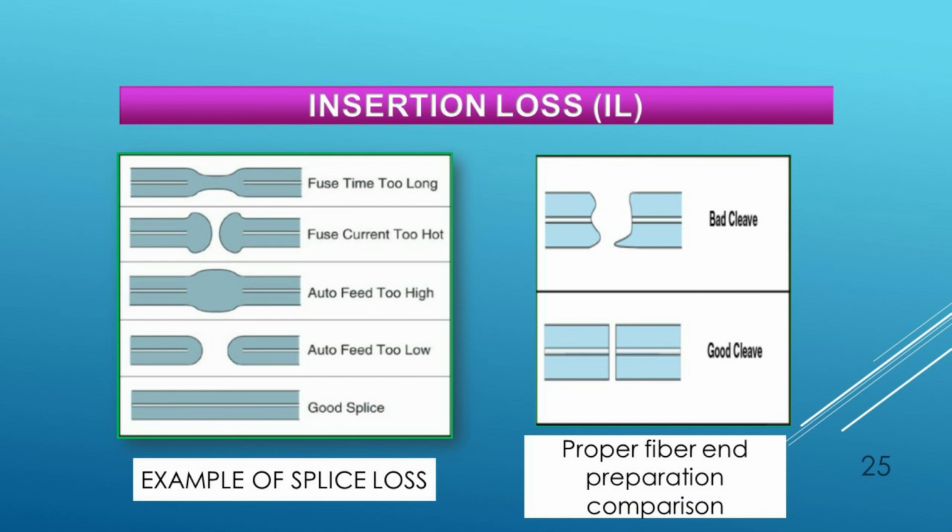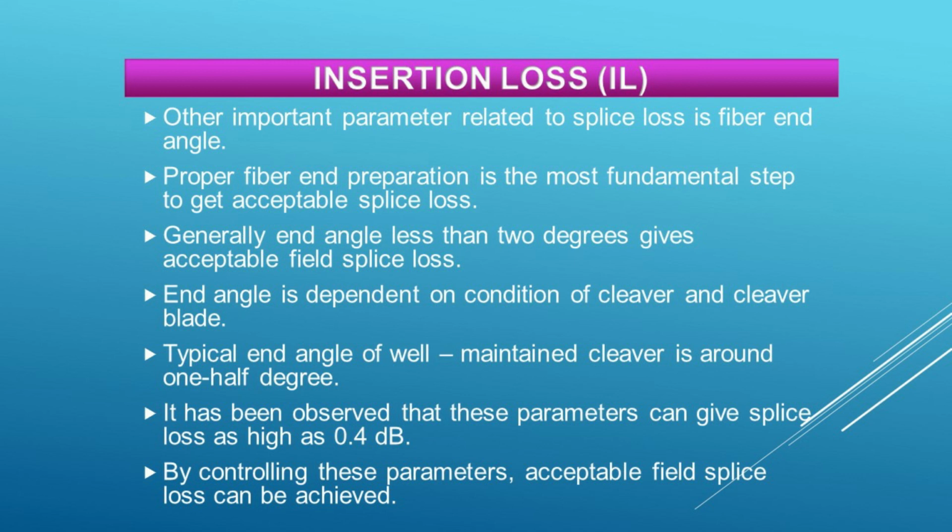Insertion loss. Another important parameter related to splice loss is fiber end angle. Proper fiber end preparation is the most fundamental step to get acceptable splice loss. Generally, an end angle less than 2 degrees gives acceptable field splice loss. End angle is dependent on the condition of the cleaver and cleaver blade. Typical end angle of a well-maintained cleaver is around 1/2 degree. It has been observed that these parameters can give splice loss as high as 0.4 decibels. By controlling these parameters, acceptable field splice loss can be achieved.